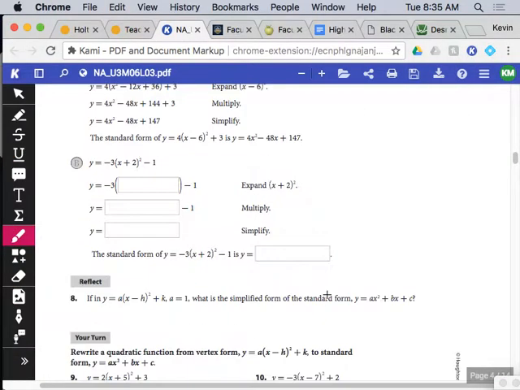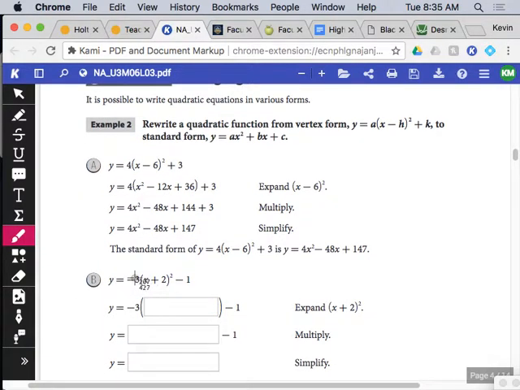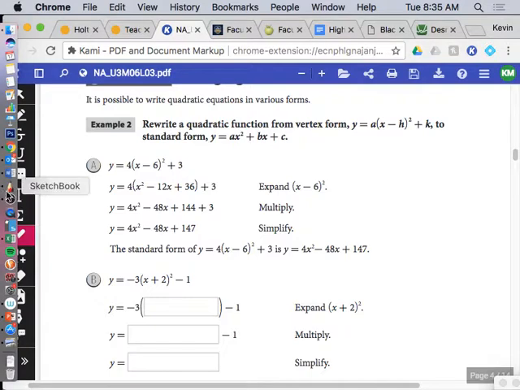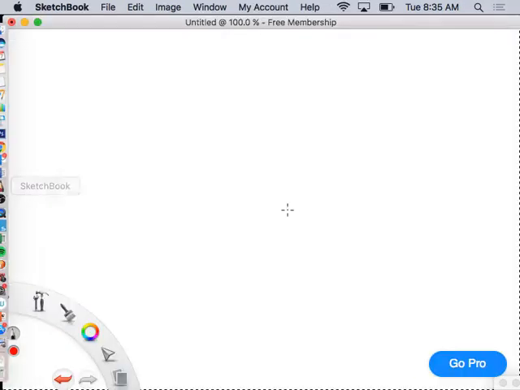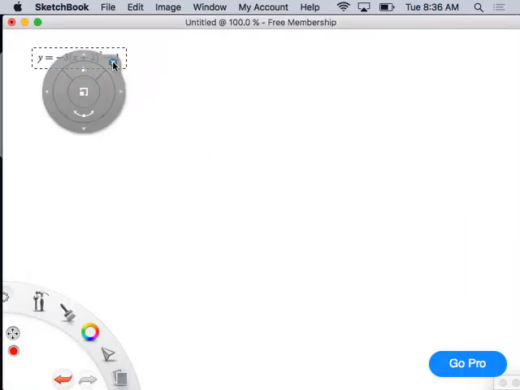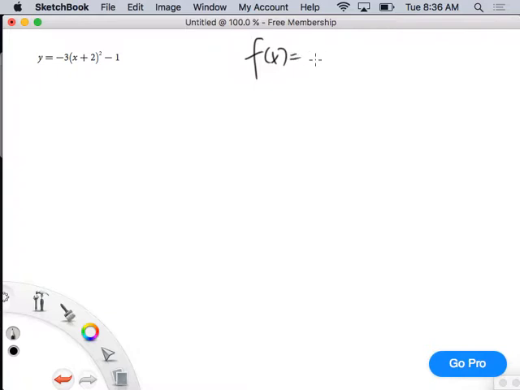Now, let's continue. Shall we continue? Okay. Changing from vertex form to standard form. All right, I will accept that challenge. Here we see a function on page 242, written in vertex form, very clearly. How should we change that to standard form? Let me refresh your memory. Vertex form is f of x equals a times x minus h squared plus k. That's the form of that function, right?